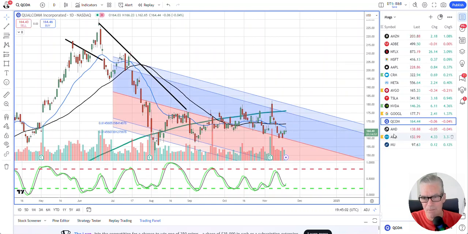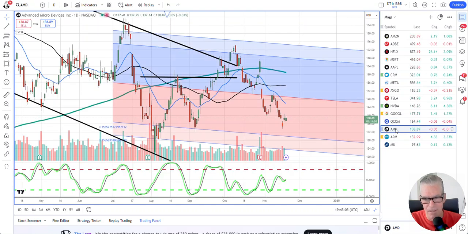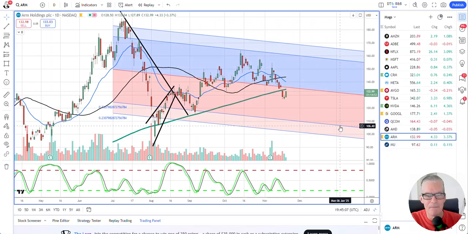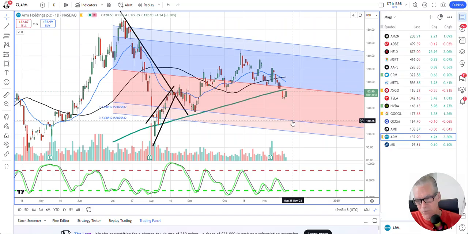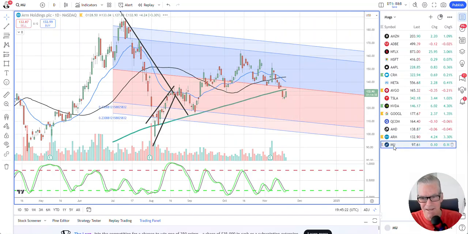Qualcomm down in the dumps, avoid it. AMD down in the dumps, avoid it. ARM, one of my favorite IPOs out last year. We were in this one a little while ago. It got the traction initially, then it was all downhill, and below the 221 cross, avoid it. I'm sorry to say, but don't buy it.